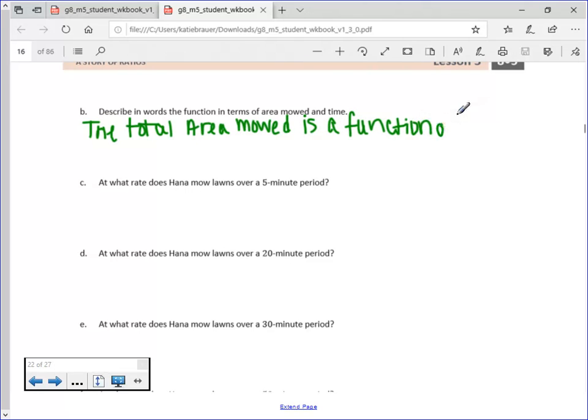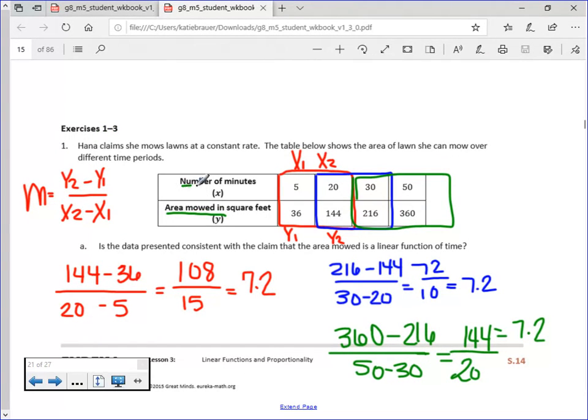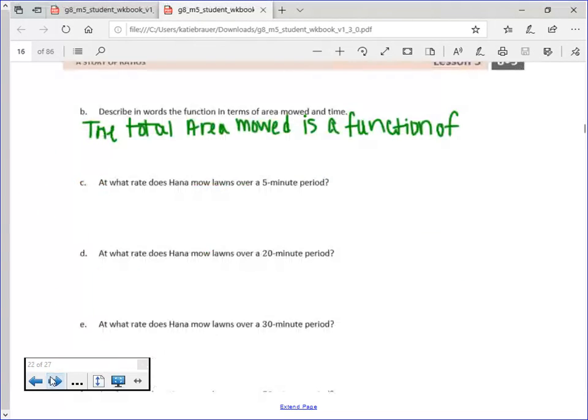And then you have to go figure out what your X stood for. So I'm going to go back to my table and I look at my X. It was talking about minutes. Minutes is the same thing as time. So I'm going to say the total area mowed is a function of the time.